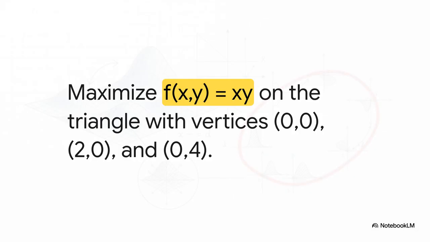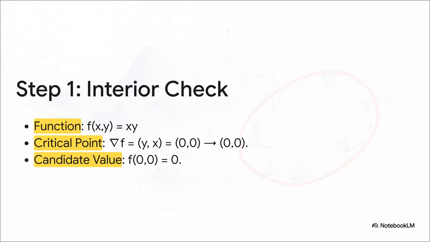So our job this time is to find the maximum value of this really simple function, f(x,y) equals x times y. But we're restricted to this triangular region with vertices at (0,0), (2,0), and (0,4). First, let's do the easy part. We check the interior. The gradient of xy is just (y, x). Setting that to (0,0) gives us the critical point (0,0). Well, that point is a vertex of our triangle, so it's on the boundary, and the value of our function there is, of course, 0.